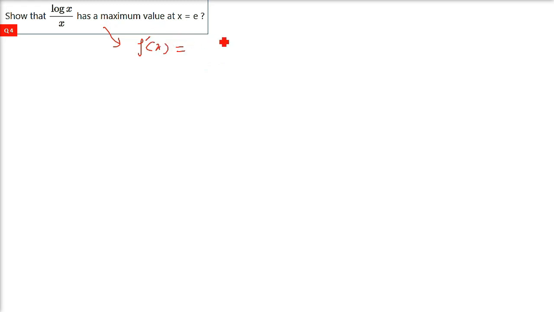You can take the p by q form, or the quotient form, to take the differentiation. The denominator goes square, then the denominator times the differentiation of the numerator, which is log x, is 1 by x. Subtraction, then the numerator times the differentiation of the denominator. The denominator is x, so the differentiation will be 1. Now this will become 1 minus log x divided by x square. 1 minus log x by x square is our final differentiation.